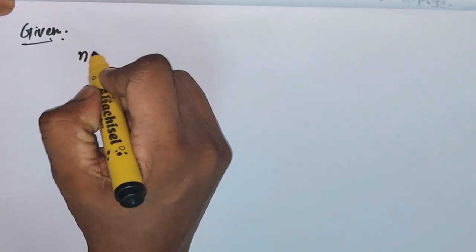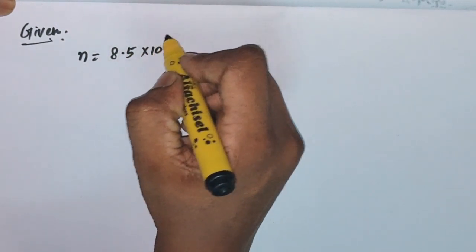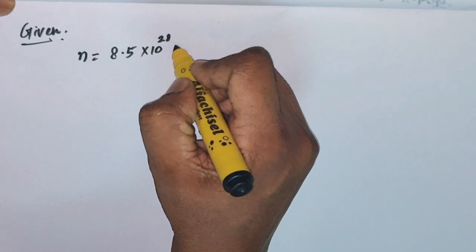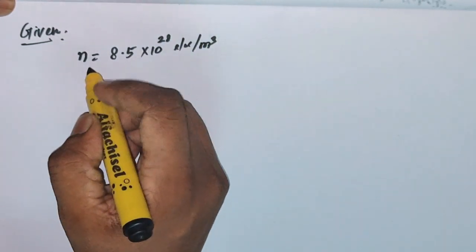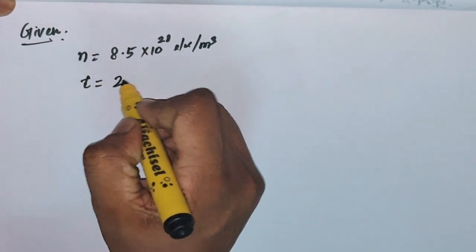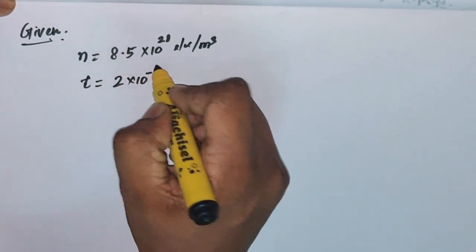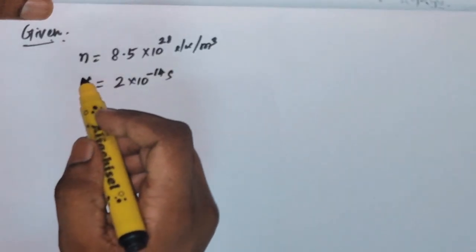In this problem, first we need to write what is given. The given data are the number of electrons in the rod, which is 8.5 times 10 power 28 electrons per meter cube. Then the other quantity, the collision time they have given, is 2 into 10 power minus 14 second. So these two quantities are given in the problem.